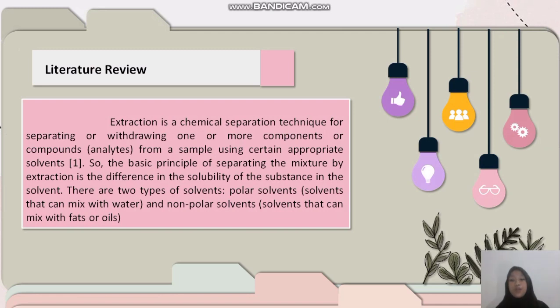Next, the literature review. Extraction is a chemical separation technique for separating or withdrawing one or more components or compounds from a sample using a certain solvent. The basic principle of separating a mixture by extraction is the difference in solubility of the substance in the solvent. There are two types of solvents: polar solvents that can mix with water, and non-polar solvents that can mix with oils.